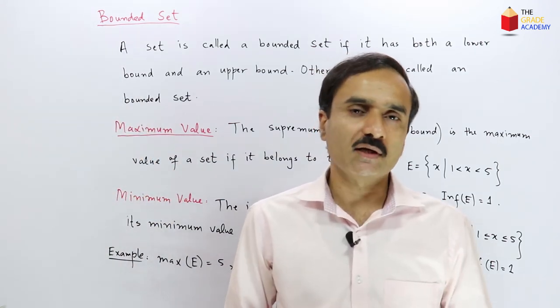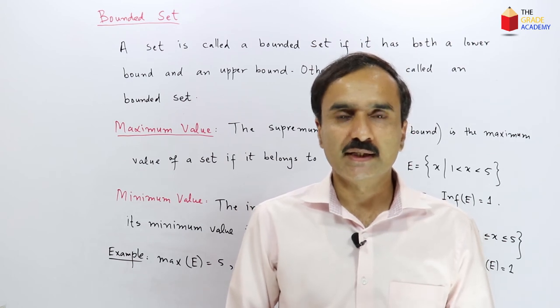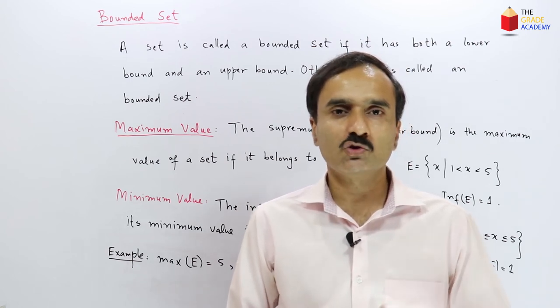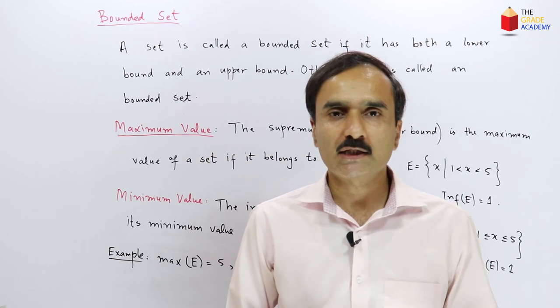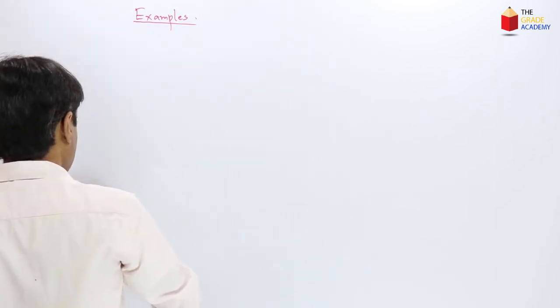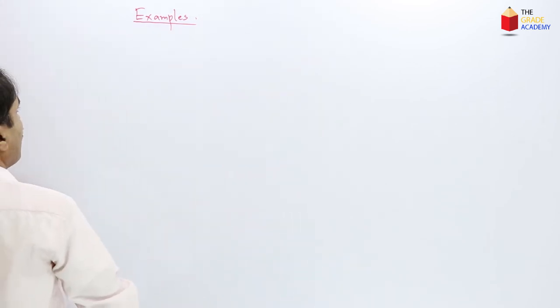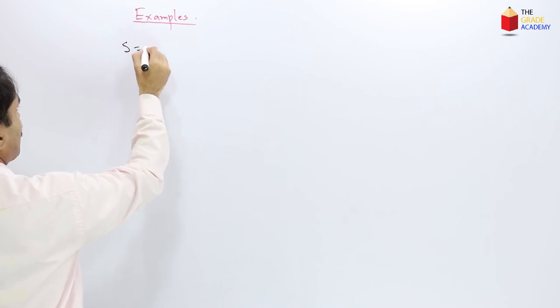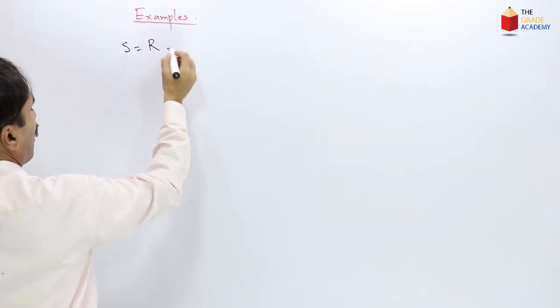Now we are going to consider a couple of examples of sets in which we will be finding their supremums, infimums, maximum values and minimum values. So here we take the set of real numbers as the universal set. And all the sets that we are going to consider are subsets of the set of real numbers. So here our set S is the set of all real numbers.